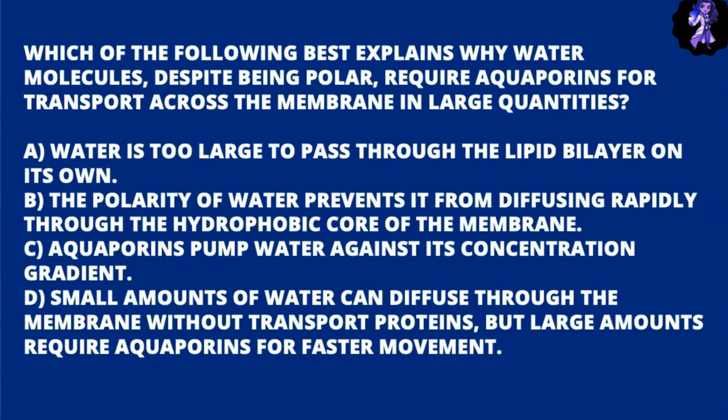It says, which of the following best explains why water molecules, despite being polar, require aquaporins for transport across the membrane in large quantities? Now, we know certain pieces of information that we are given, and you have to deduce based on the information given which one is best to select. So, firstly, we know that aquaporins are associated with water and large bodies of water. And for answer choice A, it says water is too large to pass through the lipid bilayer on its own.